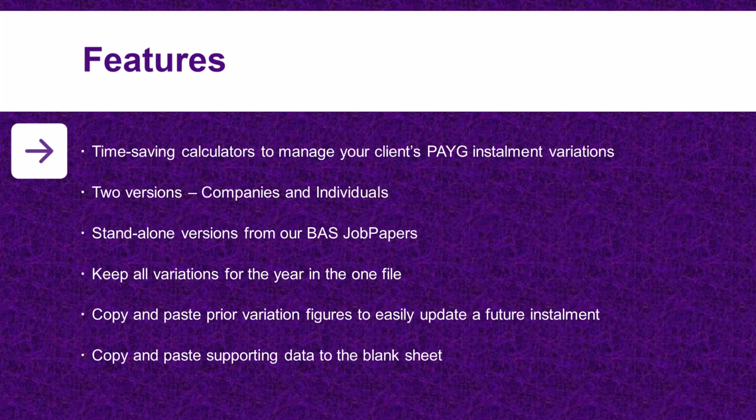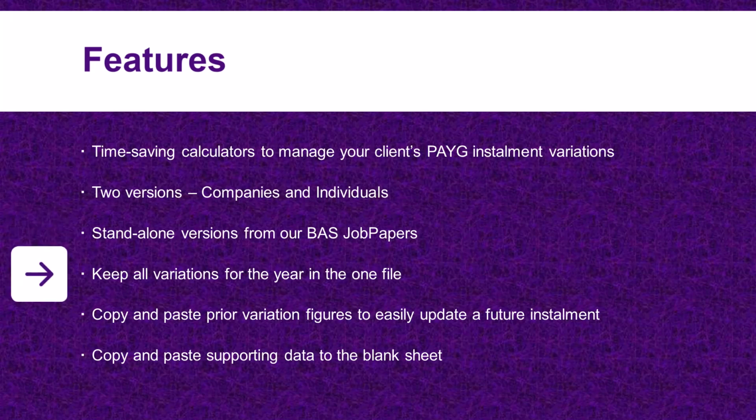These are excellent time-saving calculators using Microsoft Excel to help you process and manage your clients' PAYG instalment variations. There are two versions, one for companies and the other for individuals, to cater for the different tax calculations applying to those taxpayers. They are standalone versions of the sheets found in our BAS job papers, so if you're not taking advantage of those work papers, you can still use these individual calculators.